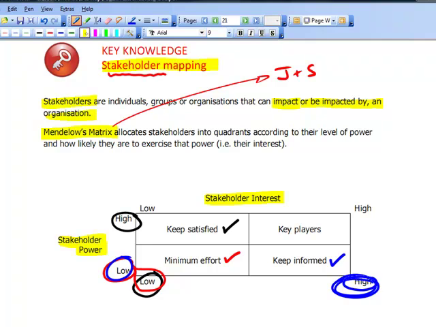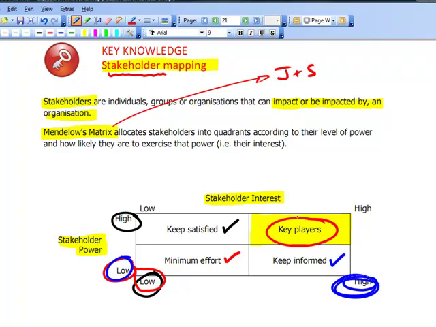The final quadrant we'll look at is where there is a high level of interest and a high level of power. Now, according to Mendelow and Mendelow's Matrix, it's these guys which are the key players. So when an organisation is analysing matters and deciding what strategy to approach, the key people it should be taking account of are the stakeholders that fall within the high level of interest and the high level of power.